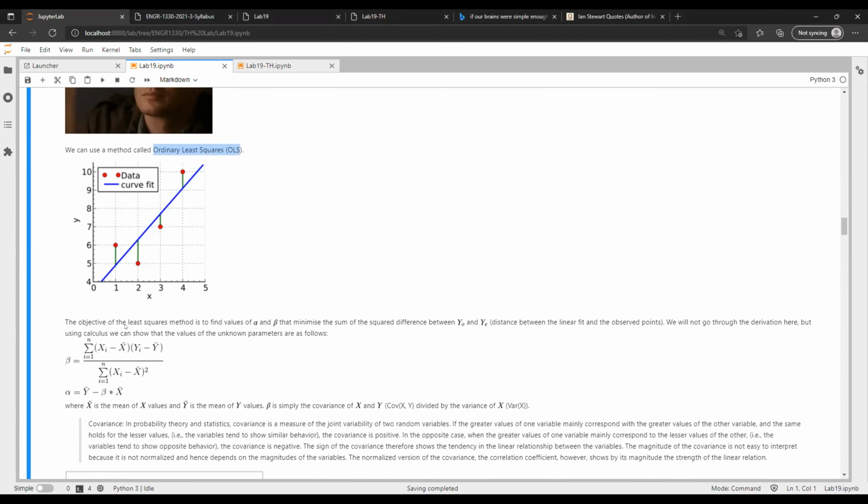All right, so the objective of the least squares method is to find values of alpha and beta that minimize the sum of the squared difference between y naught and the expected y hat. So the distance between the linear fit and the observed points.